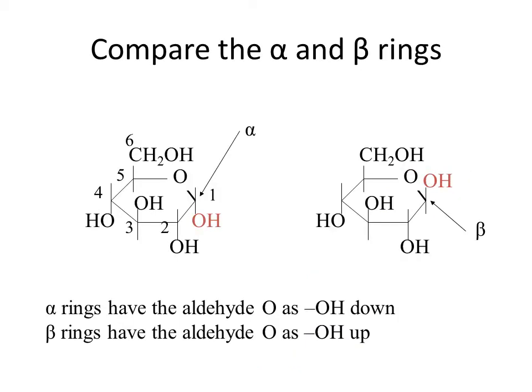To compare the alpha and beta rings, you can see they are identical everywhere except for that carbon that is attached to the oxygen in the ring and has a hydroxyl group attached to it also. The hydroxyl group is down for the alpha and up for the beta.